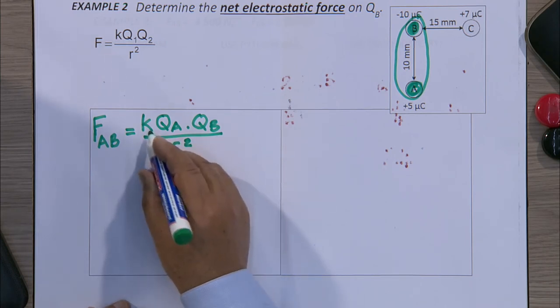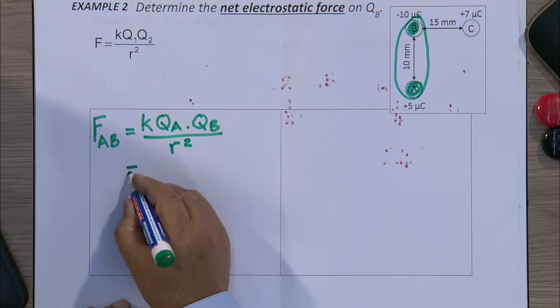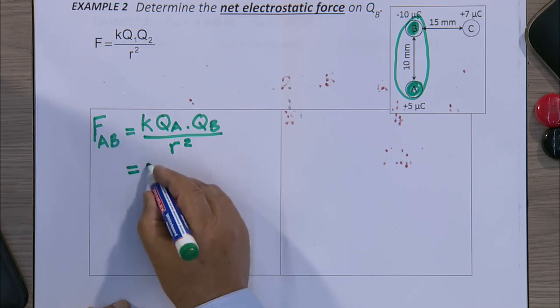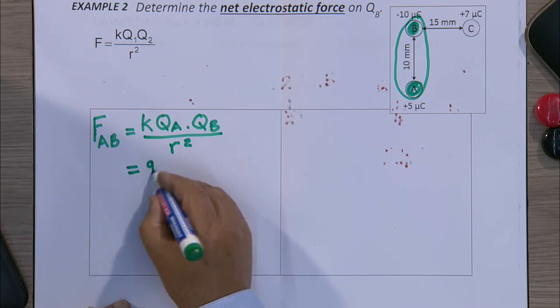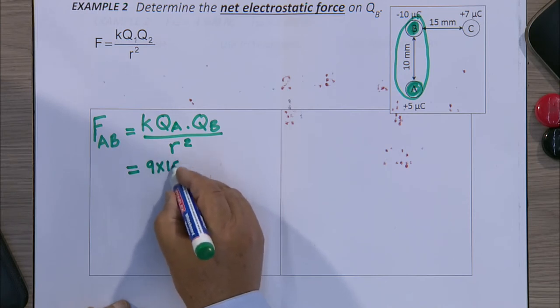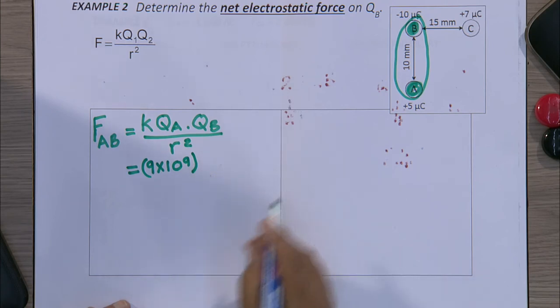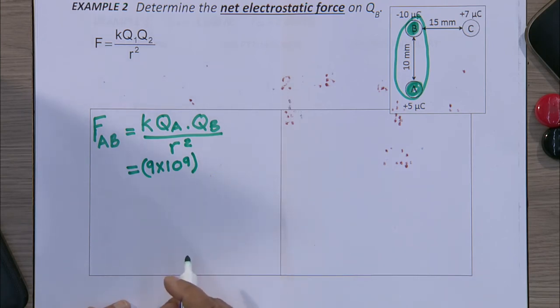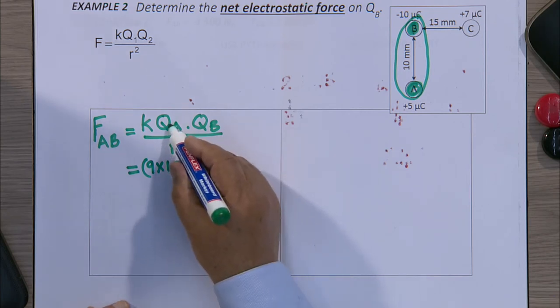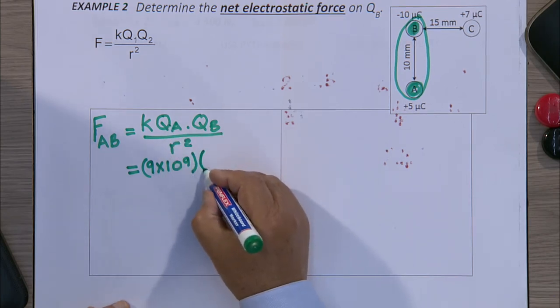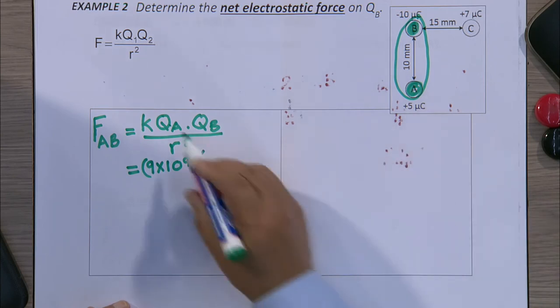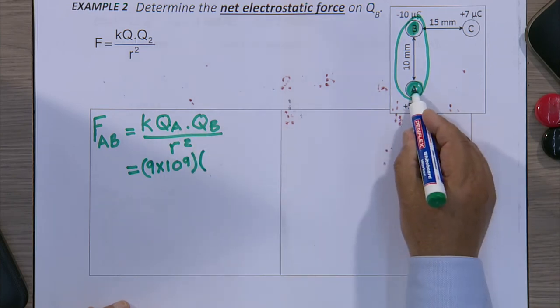Now we know the value of K. If you don't, you better learn it fast. K is 9 times 10 to the power 9. Okay. I close that in brackets, because I always like to have my things neat and tidy in front of me. And then I'm going to multiply it by Q. Now I look carefully. What is Q? A charge A. There we have charge A.